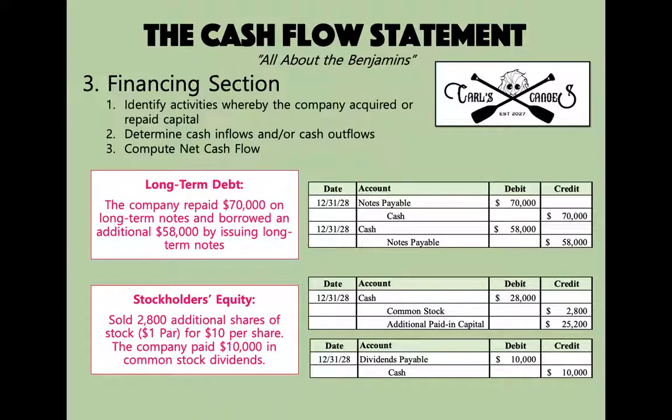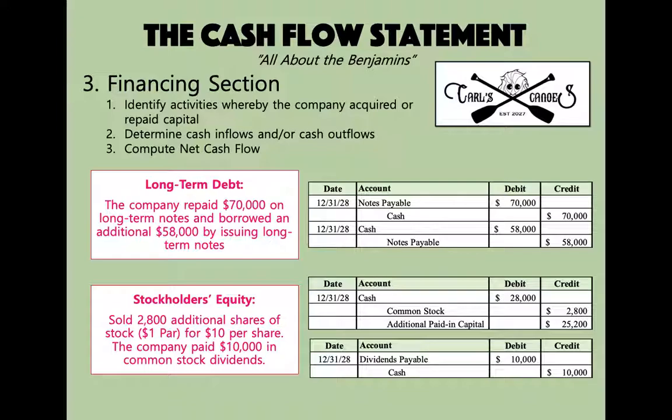If we sell shares of stock for an amount above par, cash comes in, 28, common stock gets credited for the par value of 2,800, and then the additional paid in capital, the amount above the par value, is 25.2. When we pay dividends, we credit cash and we'll debit dividends payable, the amount we owe based on our declaration, as we talked about in previous videos.